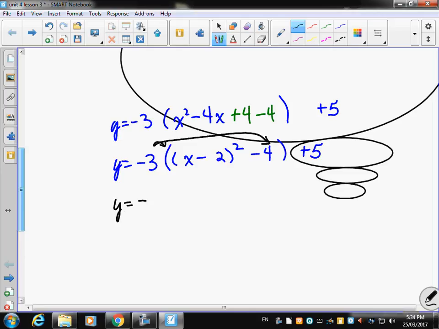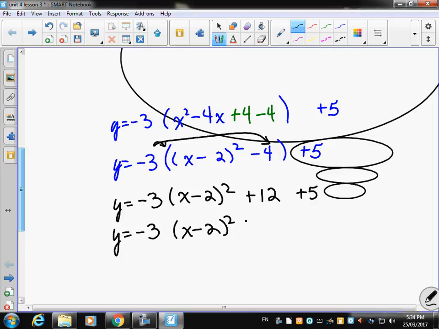Y equals negative 3 bracket x subtract 2 squared. Negative 3 times negative 4 is positive 12. And then I'm going to deal with the 5. It was just too ugly. So y equals negative 3 (x subtract 2) squared plus 17. So my vertex is (2, 17).